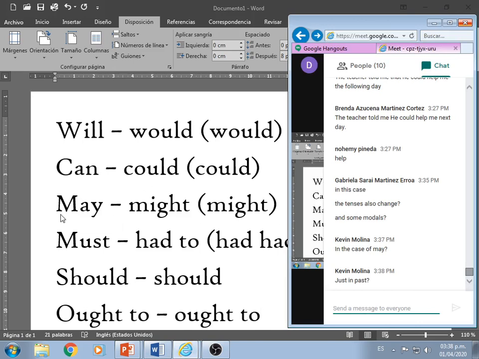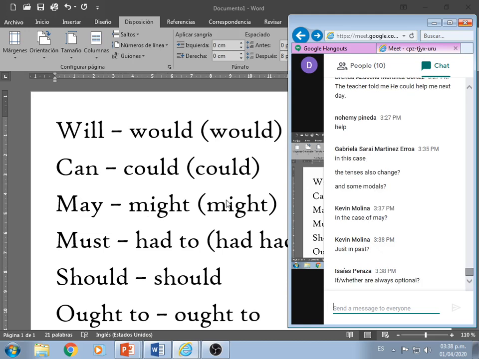In the case of may, that's going to become might, but if you have might in the direct, it's going to be the same might in the indirect. Now, in the case of if and whether, you have to use them.